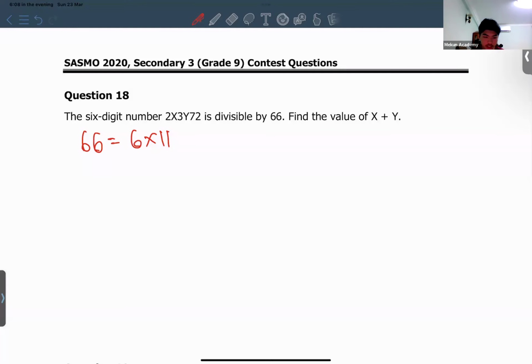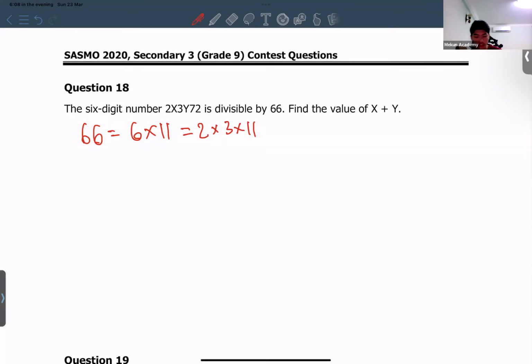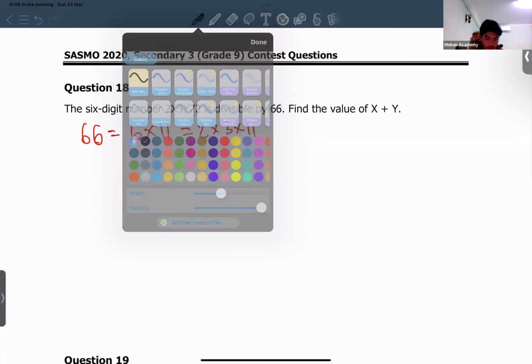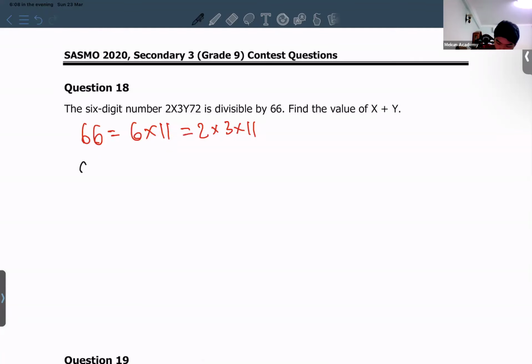Okay, so 66 equals 6 times 11, which equals 2 times 3 times 11. Next we will need to look at the divisibility rules of 2, 3, and 11. The divisibility rule for 2 is that the number we're dividing should be an even number.